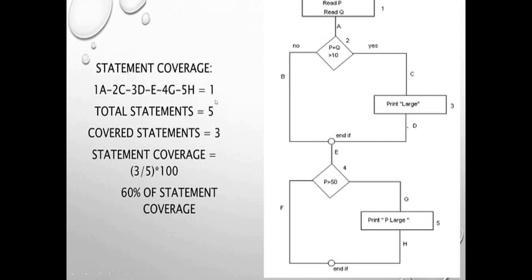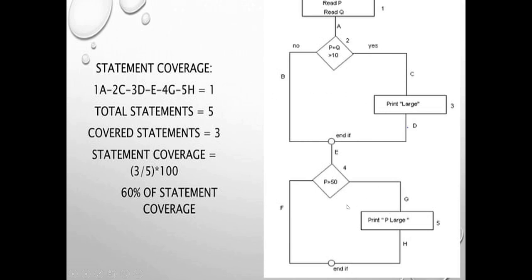Understand? This is the total statement. How many statements are there in total? There are 5 statements: A, C, D, E, G, H. These are the parameters we are using here. So what are the covered statements? 3, right? What are all the statements?